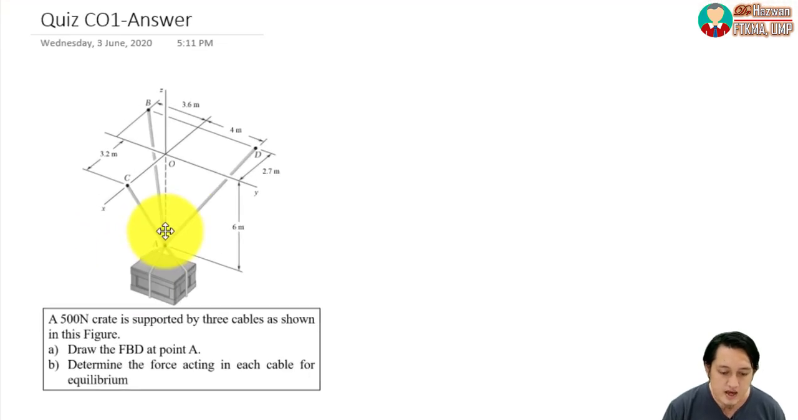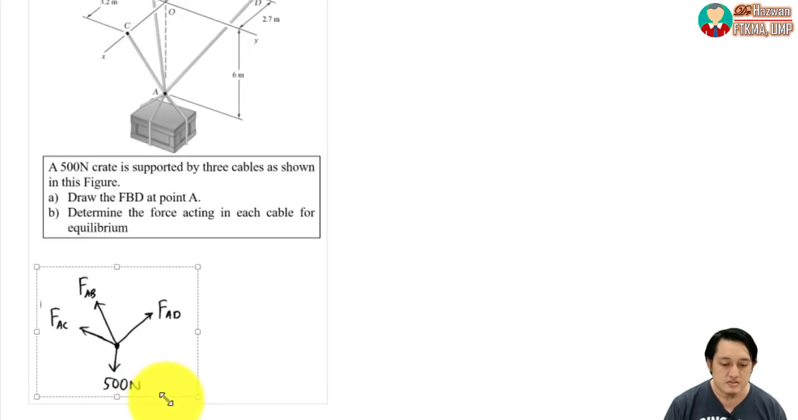Okay, so here we have a 500 Newton crate supported by 3 cables as shown in this figure. You can see this figure. For the first part, you need to draw the FBD, which is the free body diagram at point A. So this is point A. So, your free body diagram should look like this.